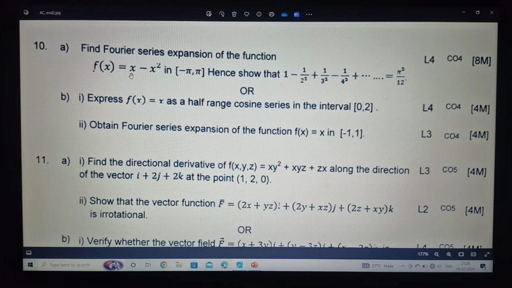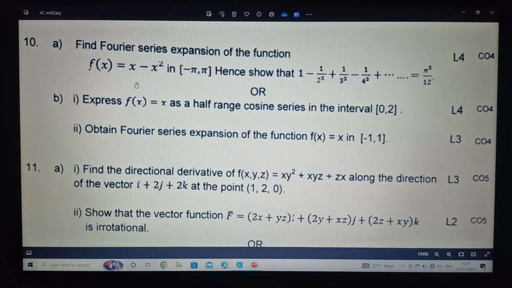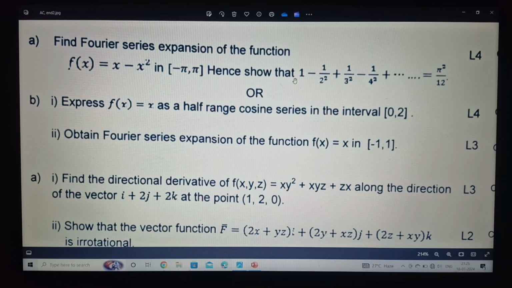See that here another one long question: 10th A, find Fourier series expansion of the function f of x is equal to x minus x square. So this is a very, very important question. x minus x square is sometimes also given, x plus x square is also given. So from this series we have to find, and next we have to show that this is the condition. Okay? This is the important question.